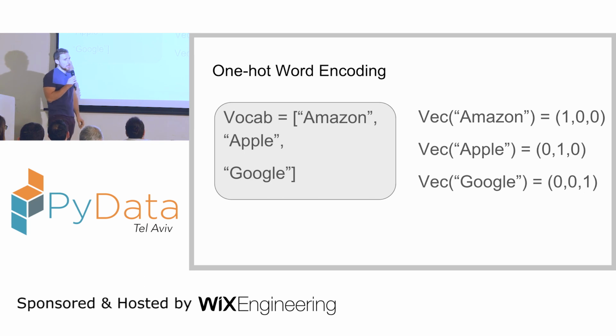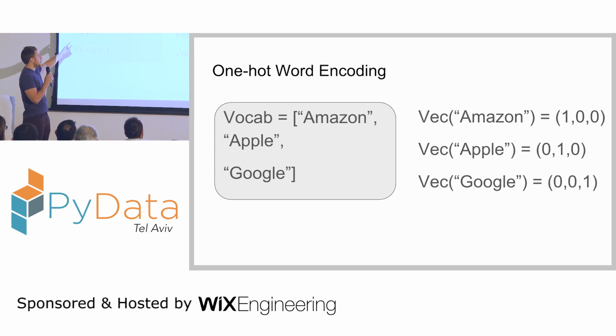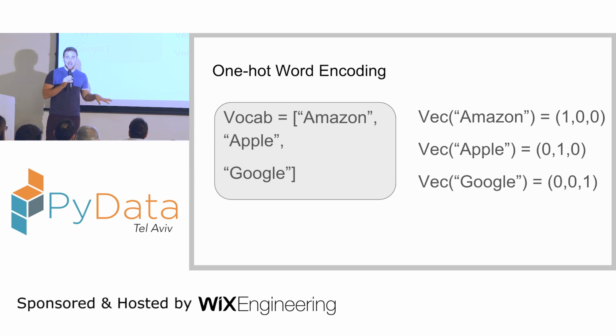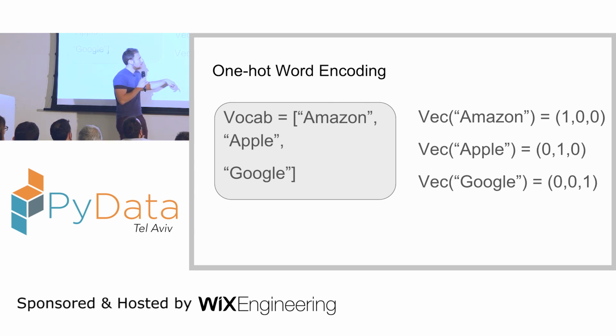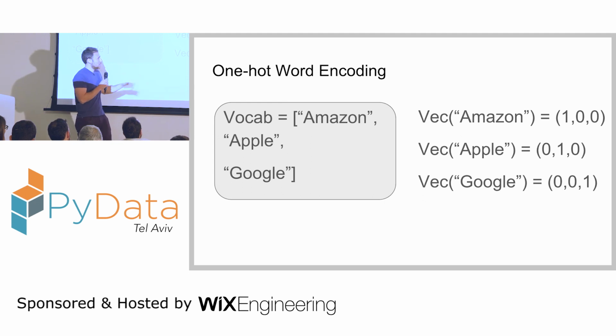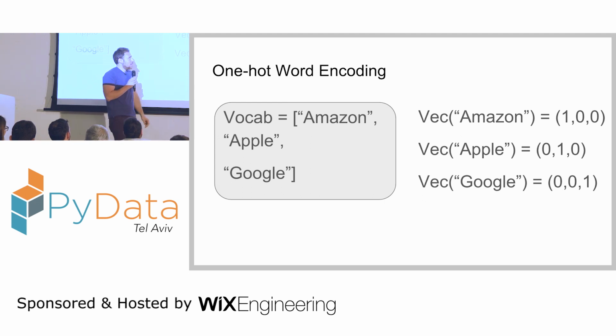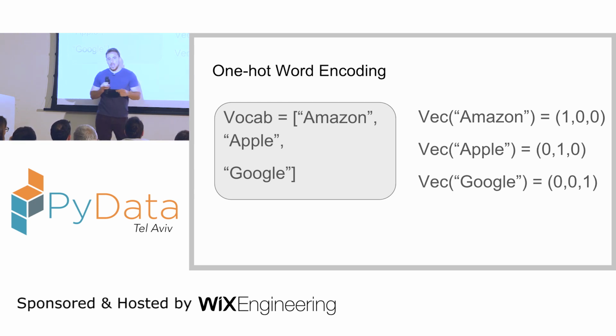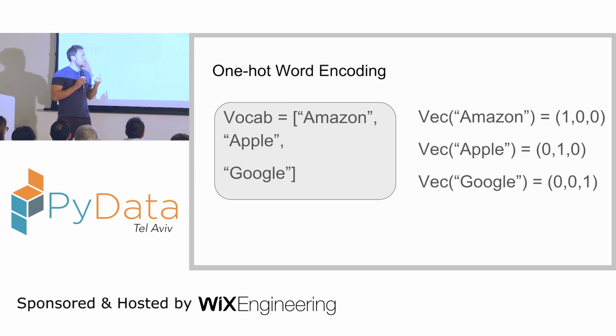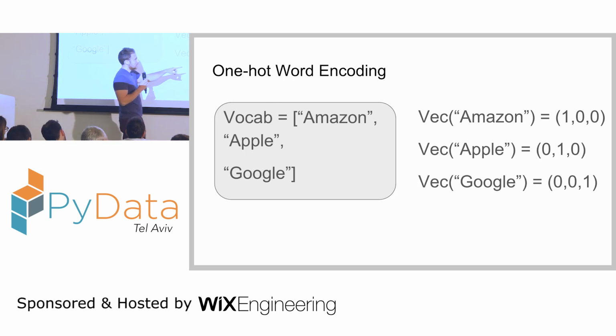Okay, so assuming that I scanned my entire corpus, and this is my vocabulary: Amazon, Apple, Google. These are the only words that I care about. One-hot encoding is essentially this. I think it's easier just to see the slide. Each word vector would be a vector that has only one instance of non-zero values. The value here doesn't have to be 1.